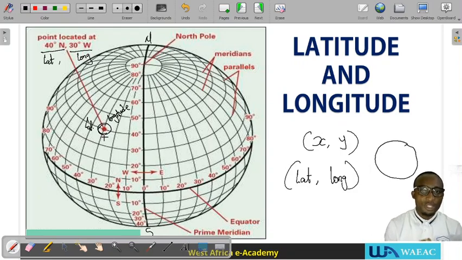So latitude and longitude are a coordinate system by means of which the position or location of any place on earth's surface can be determined. Isn't that amazing, how you can know where you are and how you can calculate or know where you are going?